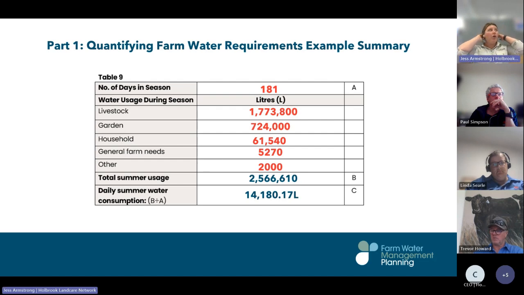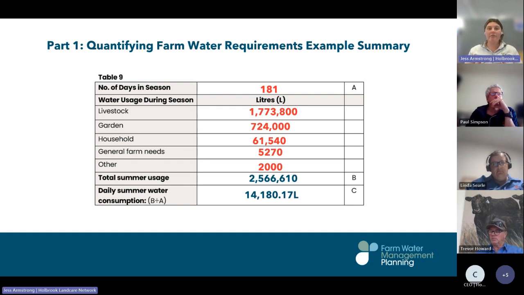So after today, after we've wrapped up and after we've had Linda provide her short presentation on livestock water quality, you can go through with your drought strategy in mind. You can go through the part 1 section. You can go through section 2, part 1 of quantifying your farm water requirements on your own numbers.